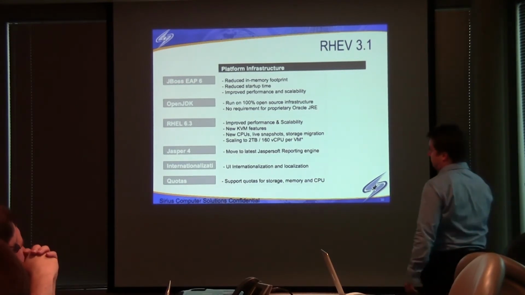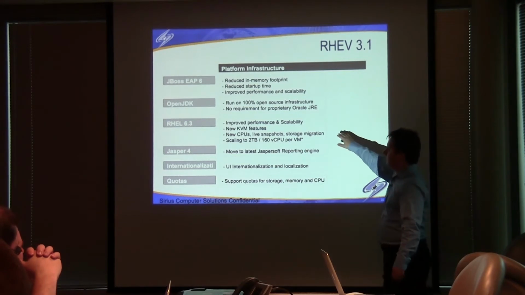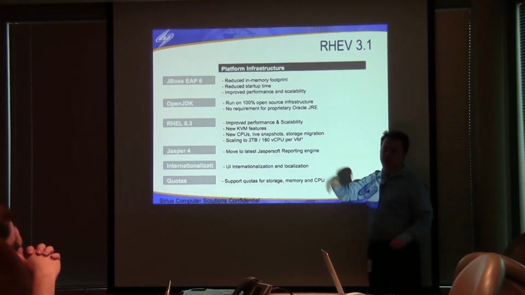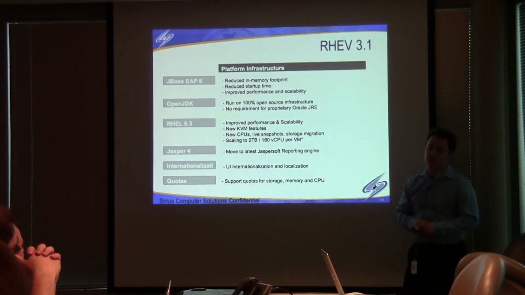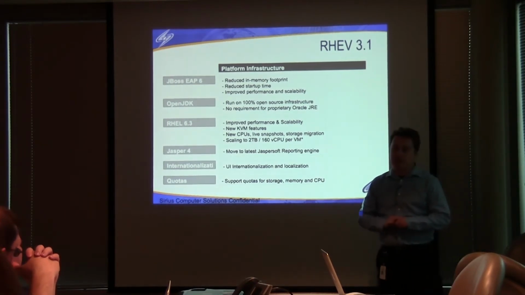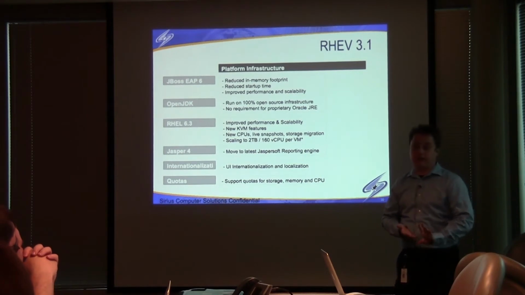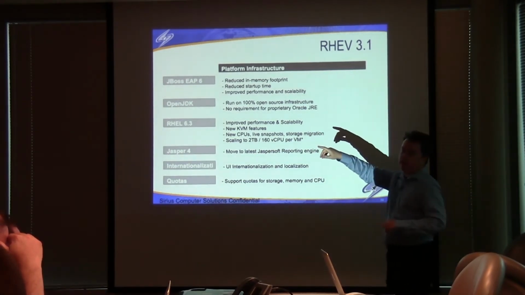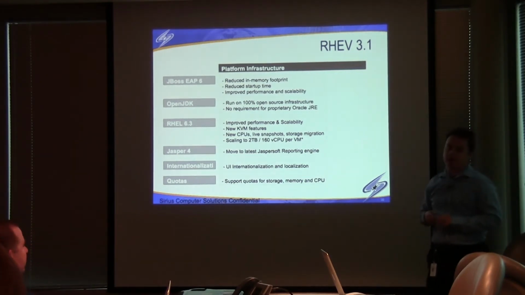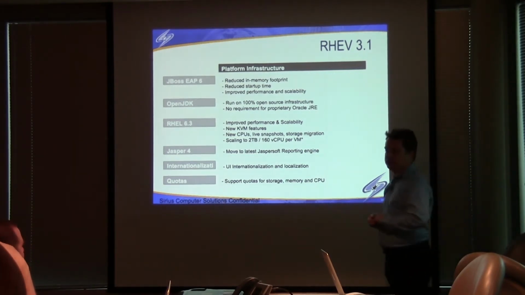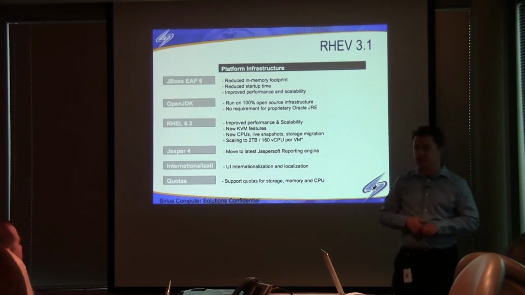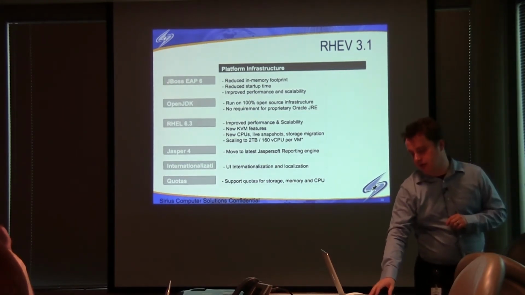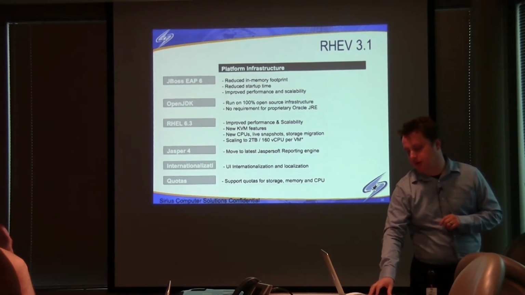But right now, 3.1 is good. Right now, 3.1 is completely open source. We're switching to the OpenJDK, dropping Oracle JDK. So that's already there if you're going to use oVirt 3.1. oVirt uses JBoss 7. Red Hat's obviously going to use the latest and greatest enterprise edition of JBoss.